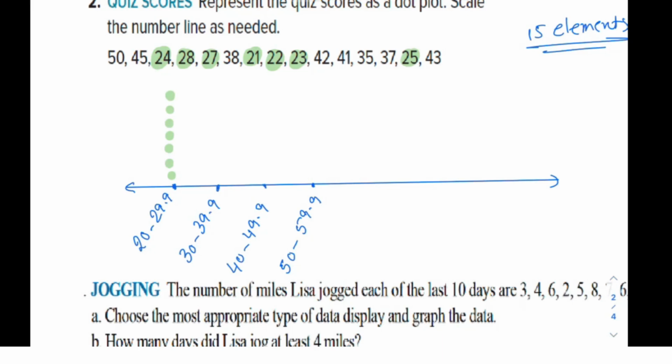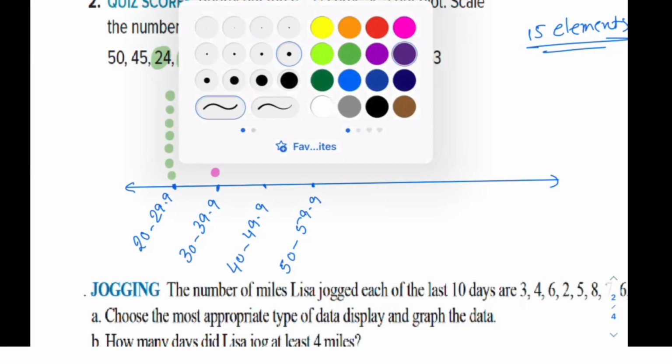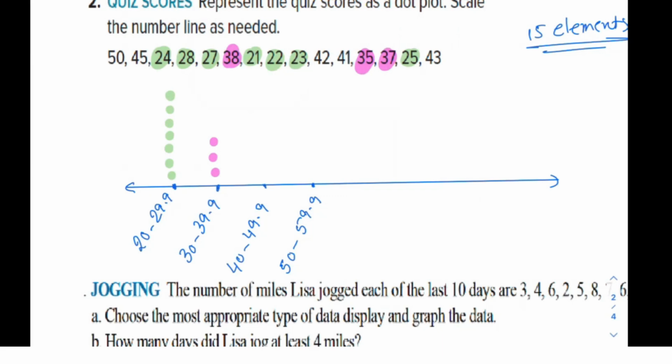Let's take another color. For the 30s, we have 38, 35, 37. We have 3. Let's choose another color here. For the 40s, we have 41, 42, 43, and 45. 1, 2, 3, how many? 4. And for the 50s, we have just one element, which is the 50, which is this one.